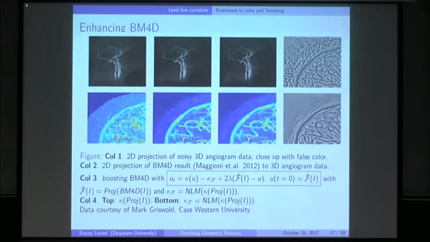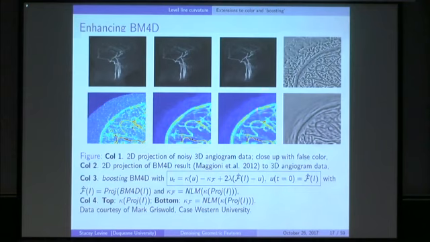For example, this is a 2D projection of 3D angiogram data. And the noise is just natural, whatever noise is in the information. And what you have in the second row is kind of a close-up with false color, so it's easy to look at. In the second row, this was an application of BM4D, which is taking BM3D in a very clever way. Maggioni and collaborators applied it to the whole 3D volume. So it's a 4-dimensional processing technique, and they get very nice denoising results.